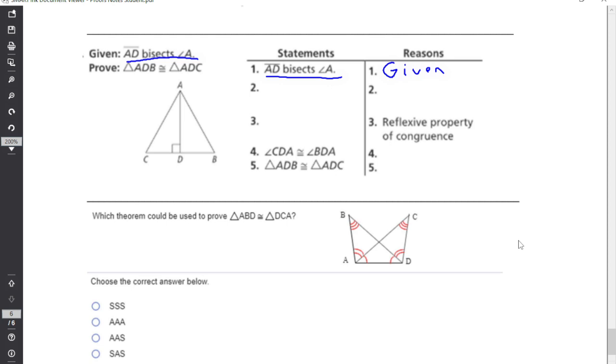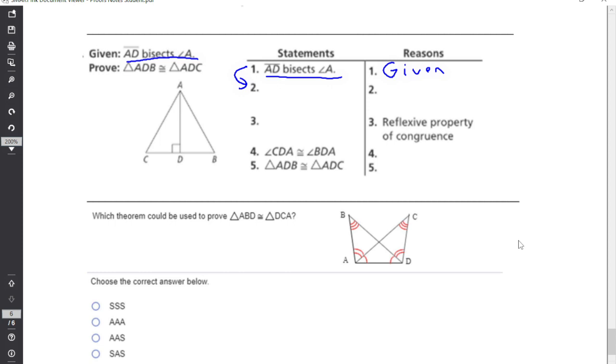Now, anytime that we are given something aside from segment this is congruent to segment that, or angle this is congruent to angle that, that is something that we will have to use. So we talk about using the given information. So we're going to use the fact that AD bisects angle A to say what we're going to say in step 2. Okay? Well, what does bisecting mean? We know this word bisects.